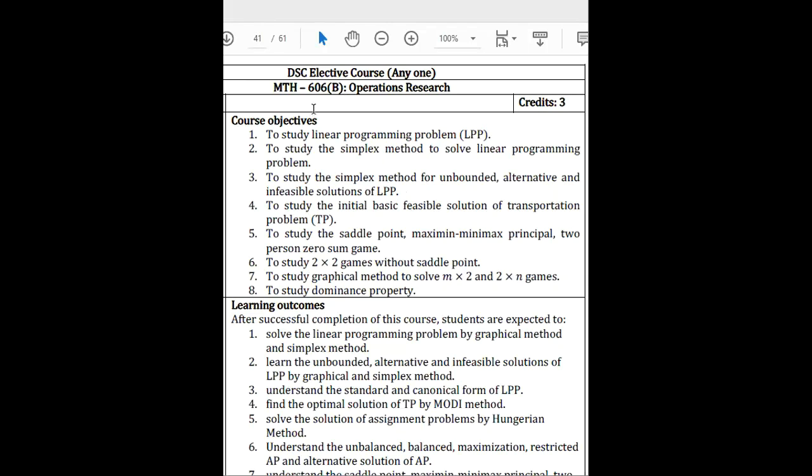Paper number MTH 606B, Operations Research. So this is the 6th course of semester 6. Now in this course, we will see the syllabus first. Now let us read the course objectives.